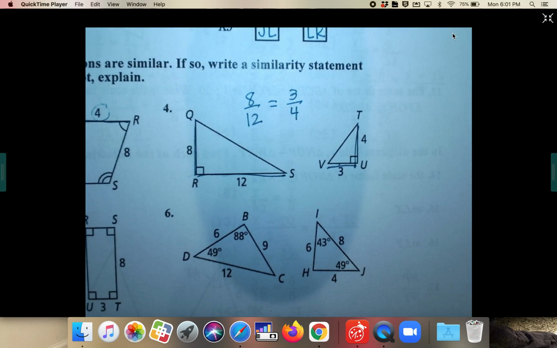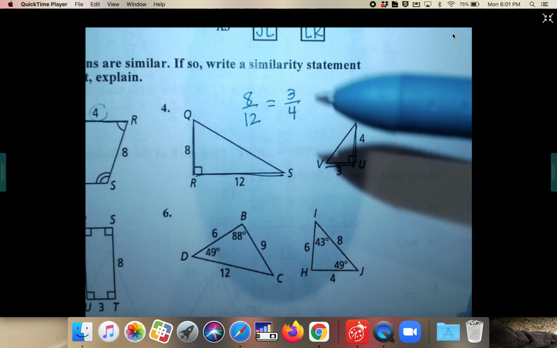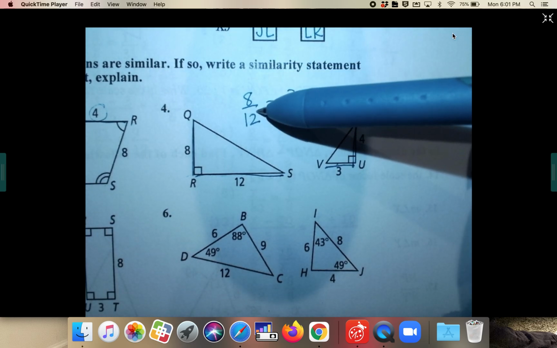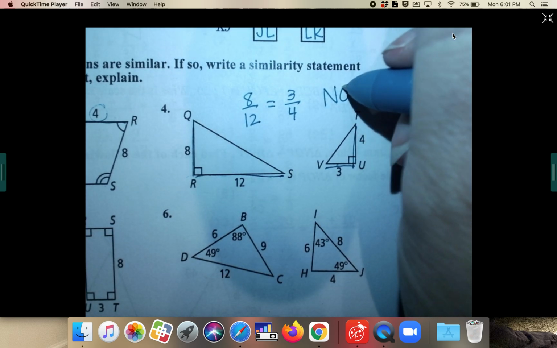So does 8/12 simplify to 3/4? You can divide both of these by 4, and it would be 2/3. So this is a no.